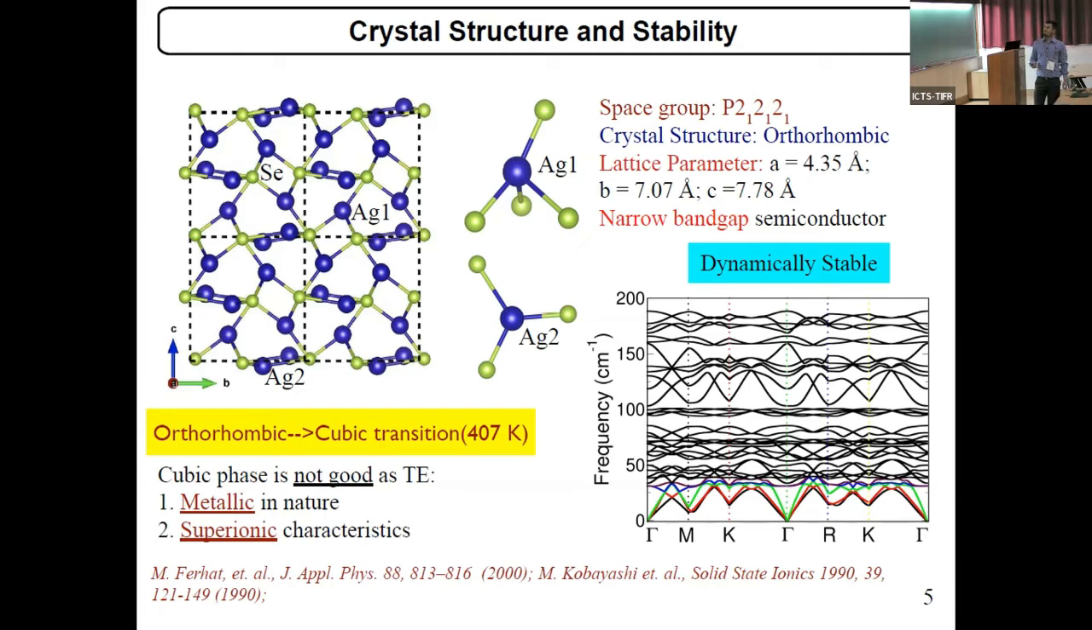So we are interested only in the orthorhombic phase, the low temperature phase mainly. It has an orthorhombic crystal structure, and this is the lattice parameter. It is a narrow bandgap semiconductor. From the phonon study, we have shown that this beta phase of Ag2Se is dynamically stable.